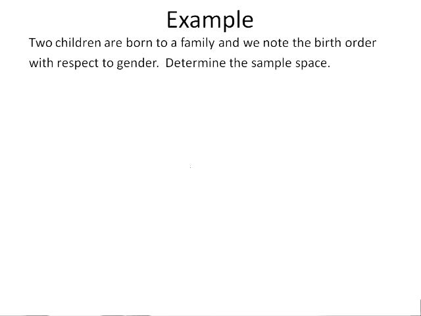Let's assume that two children are born to a family, and we note the birth order with respect to gender. Let's determine the sample space. So we're of course going to let B represent boy, and let G represent girl. So let's list the possible outcomes as ordered pairs. So we can have a boy on the first child, and then we can have a girl on the second.